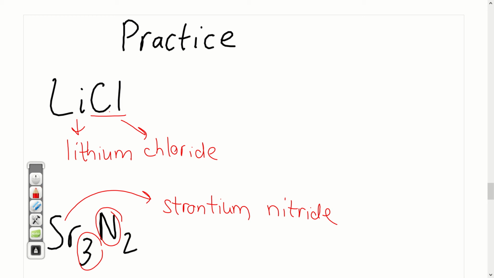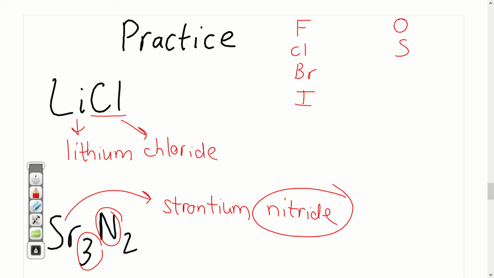Okay? So if I go through the elements really quick that we have to change, the nonmetals, the most common ones are these. It'll be F, Cl, Br, I. It'll be O and S. And then it'll be N and P. These are your most common ones. Fluorine is just called fluoride, not flouride, please. Chlorine is chloride.